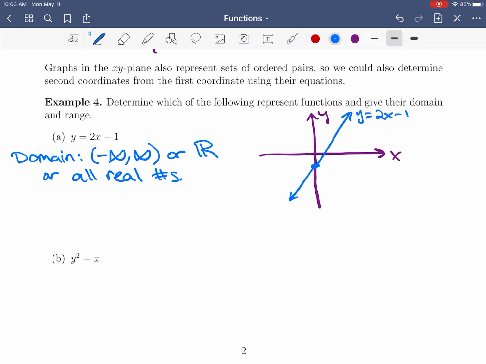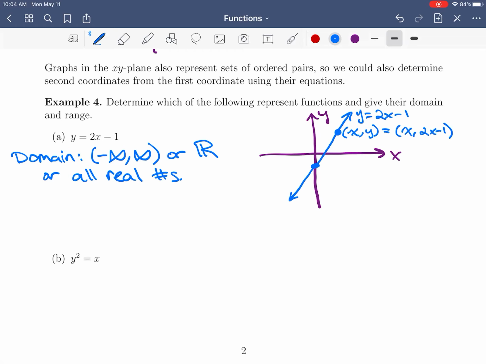So y equals 2x minus 1 would look something like that. And notice, if I take a point on here, the coordinates are going to be x, y, and y is 2x minus 1. So that's how we find the y coordinate.